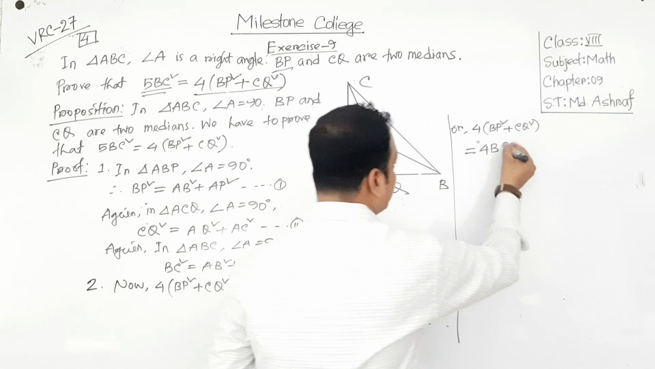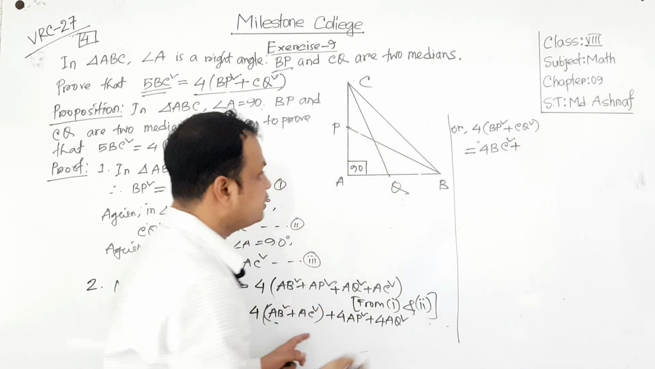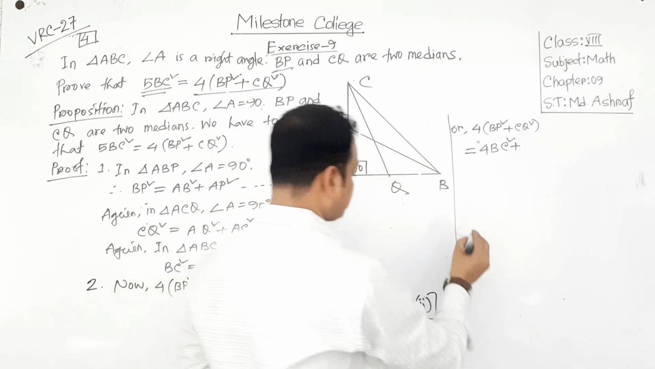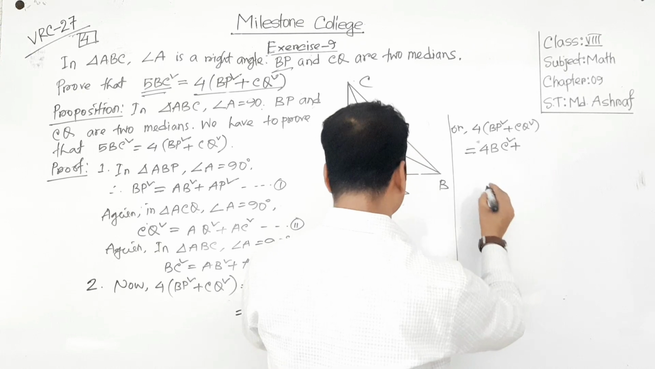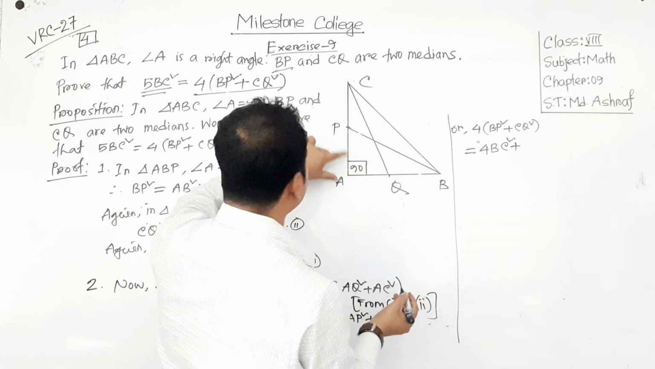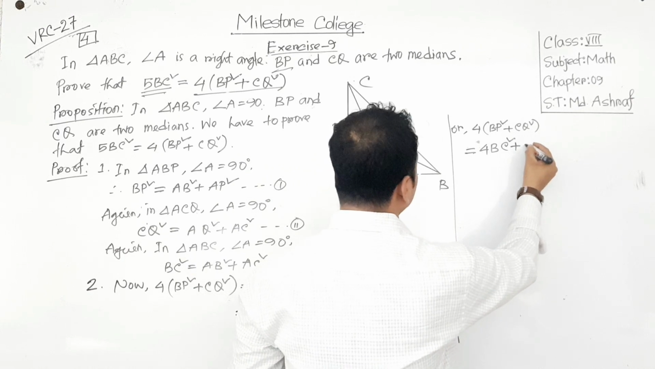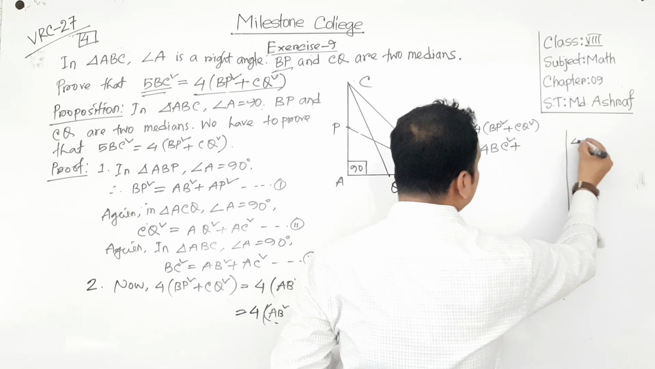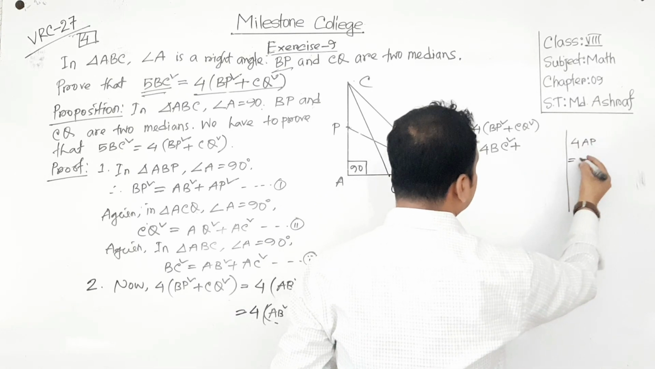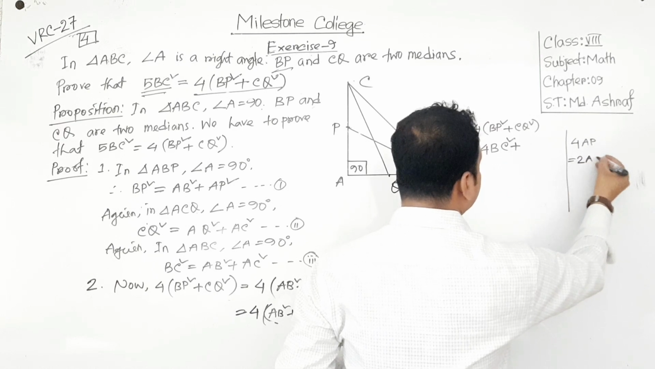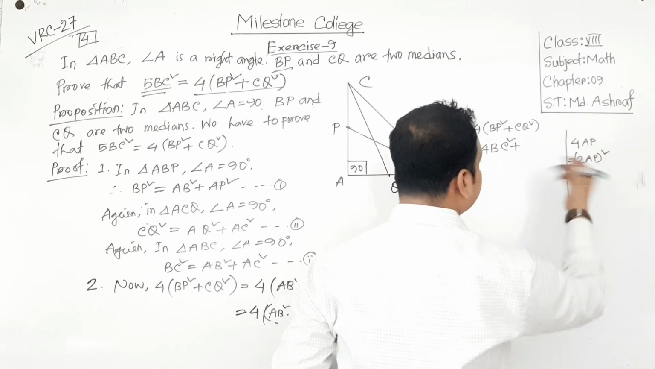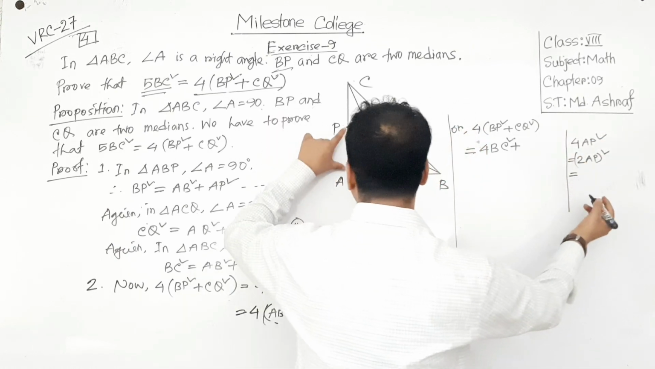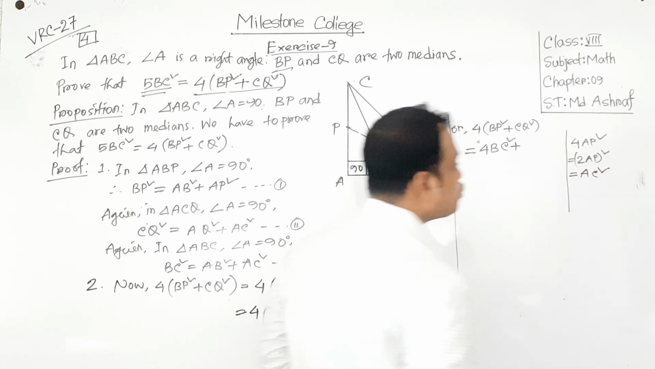So, I will put BC square plus 4 AP. 4 AP equals what will be? This is the AC, 2 AC. What will be 4 AP? 4 AP square, that means 2 AP whole square. So, 2 AP, that means AC square.